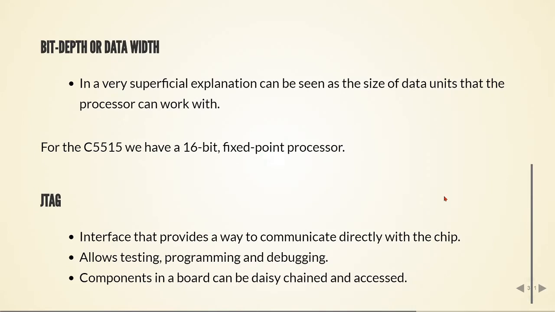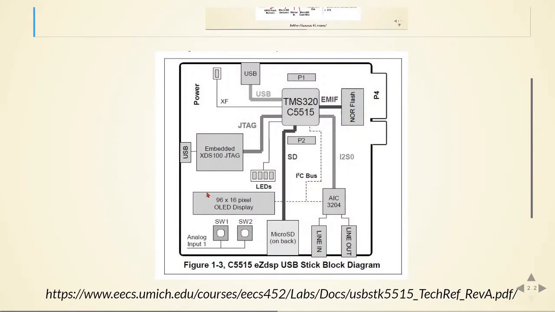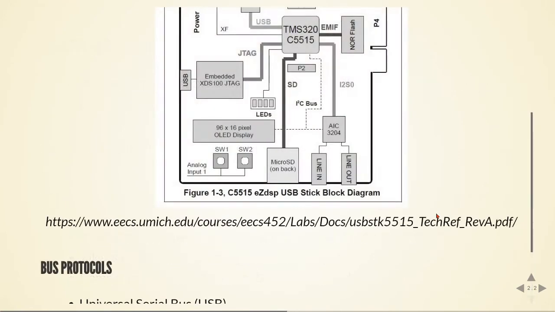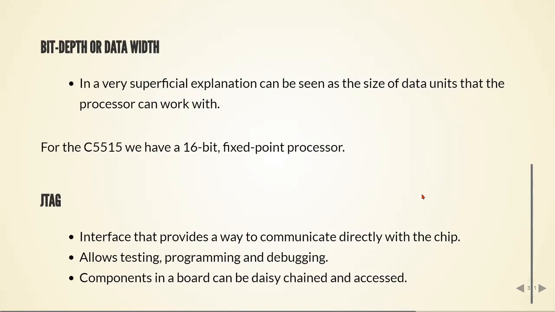Another important thing to note is the JTAG. So here in this block diagram, we can see that there is this JTAG interface, and JTAG means Joint Test Action Group. It's an interface that provides a way to communicate directly with the chip, and it allows testing, programming, and debugging. Yeah? And also the components in a board can be daisy chained and they can be accessed.